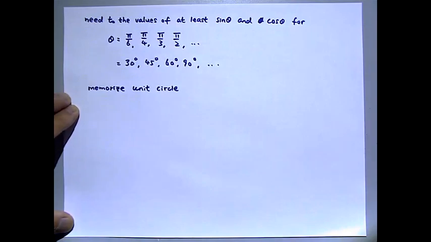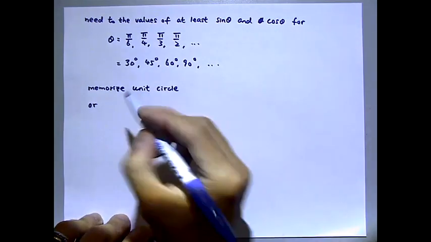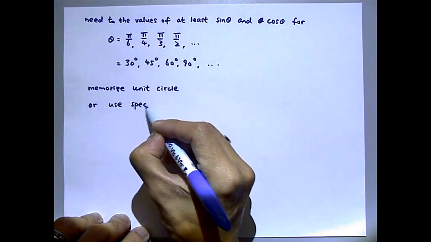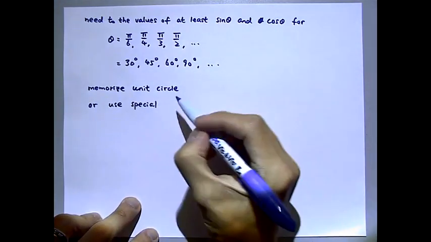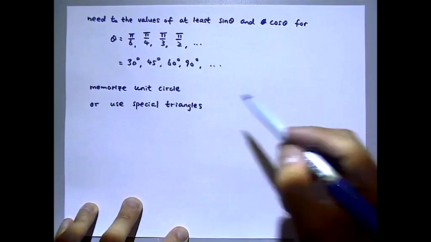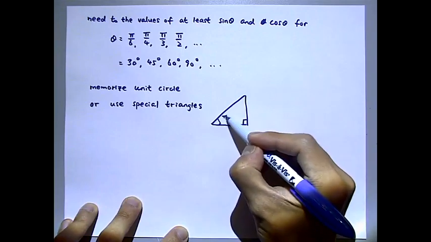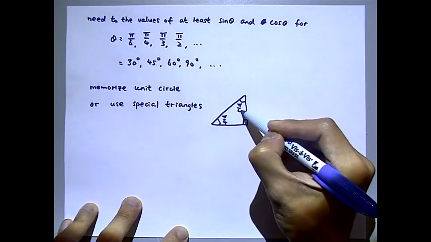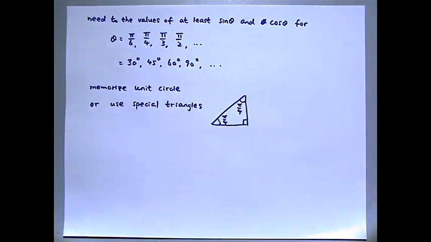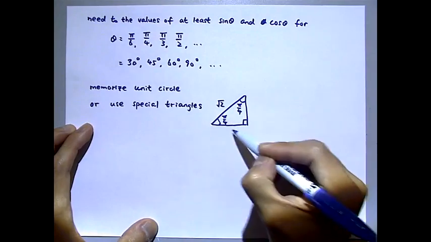Many of you probably have memorized the unit circle, or I'll show you an alternative to memorizing the whole unit circle. An alternative is to remember two special triangles. The first one is a right angle and two pi over 4, 45 degrees. The sum of the angles in a triangle is 180. We know that. Now, if you have this triangle here, the sides are radical 2, 1, and 1.